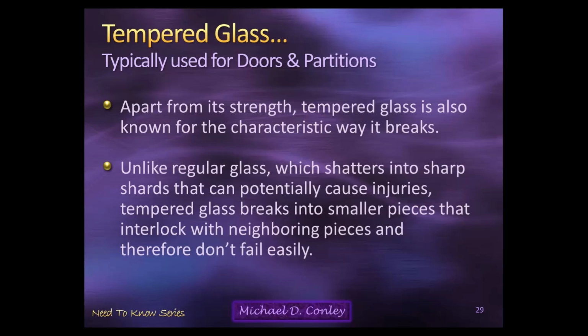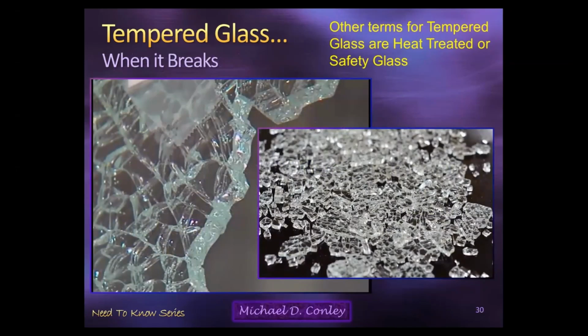Okay, I'm back. Unlike regular glass, which shatters into sharp shards that can potentially cause injuries, tempered glass breaks into smaller pieces that are interlocked with neighboring pieces and therefore don't fail easily. This is an example of panes of glass that have been tempered and shattered. Other terms for tempered glass are heat treated or safety glass.